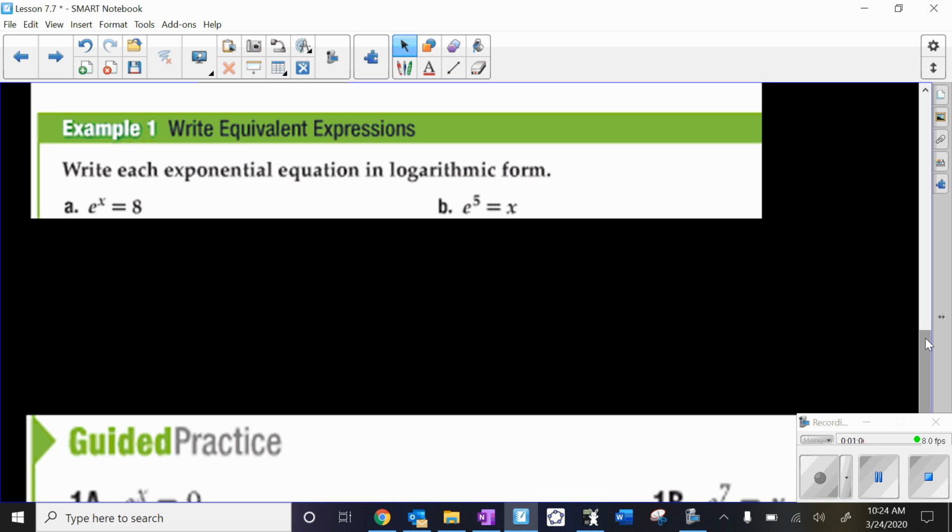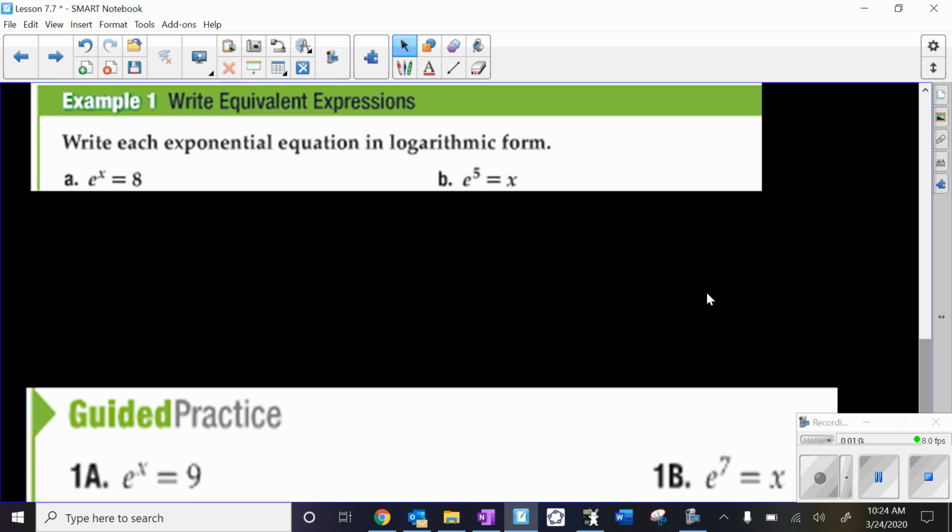So I've got 4 problems here that we're essentially just going to rewrite from exponential to log form. And if you need to, you can take more than one step in order to do this. I'll do the same. I'm going to take more than one step. So somewhere you should have your conversions, what that looks like.